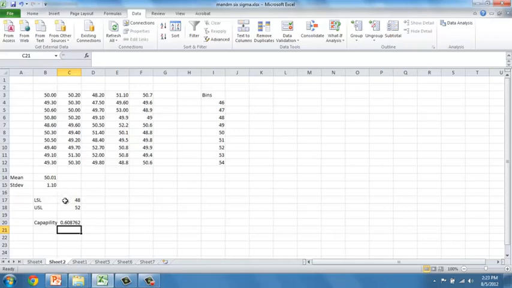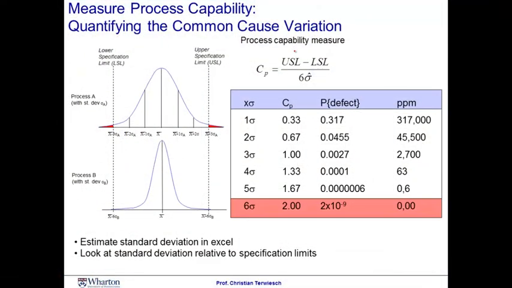Notice that the way that we can increase process capability is by either making the specifications more forgiving. It's a higher capability if we would assume the specifications were 47 to 53, or by reducing the standard deviation. Both of these will reduce the likelihood of a defect. Let me illustrate the idea of the capability score on the following slide. Just as a reminder, this is the definition of the capability score: the upper specification limit minus the lower specification limit divided by 6 times the standard deviation.